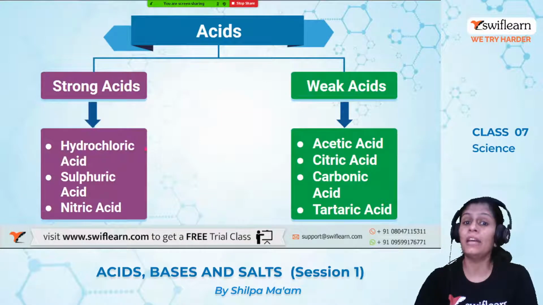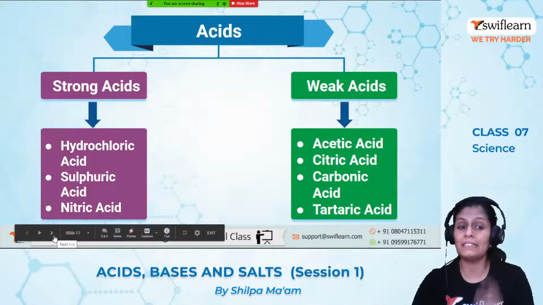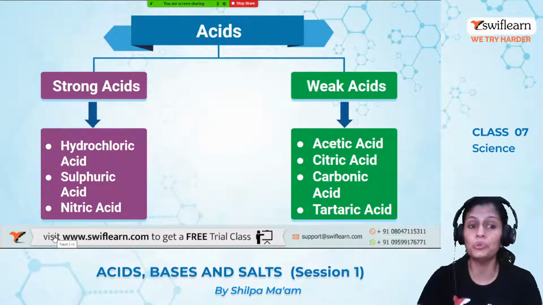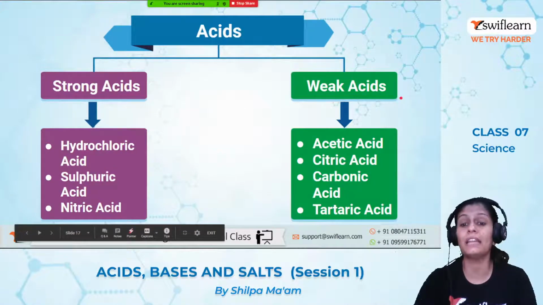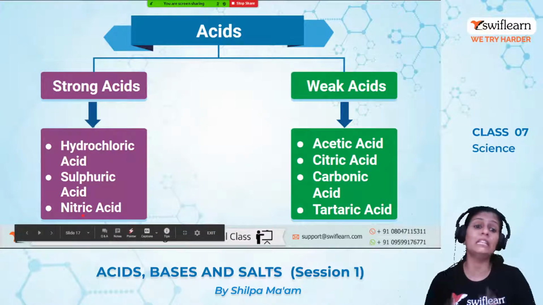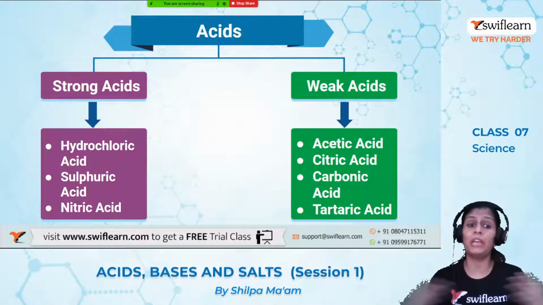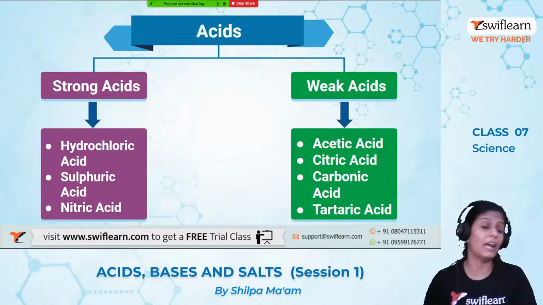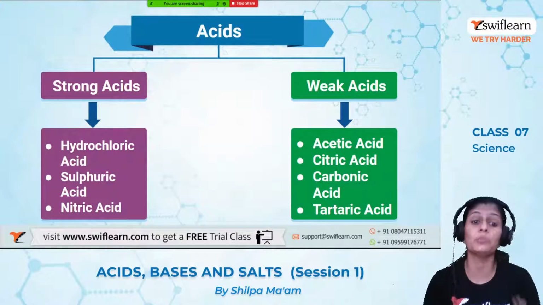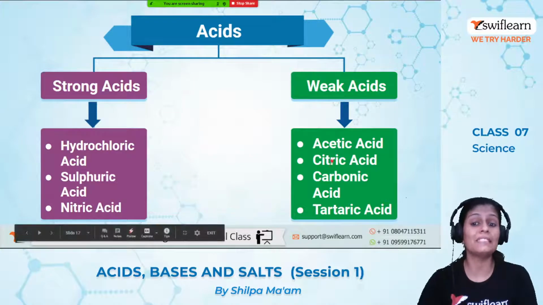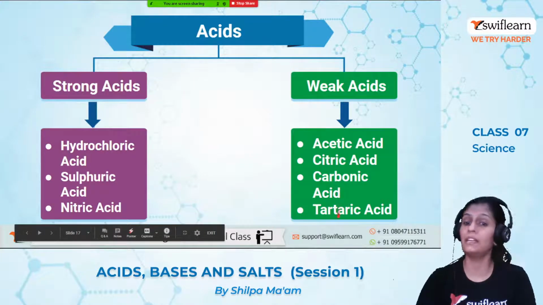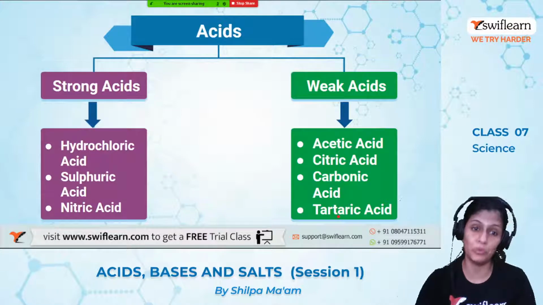Now, if we need to categorize the acids, they are basically categorized into two categories, that is strong acids and weak acids. Strong acids are hydrochloric acid, sulfuric acid and nitric acid. That means they need to be handled with extreme care. You cannot just go around here and there taking these acids in your hand. They are very dangerous, they are very risky. You need to handle them with extreme care. And weak acids are your acetic acid, citric acid, carbonic acid and tartaric acid. They are present in your food items.